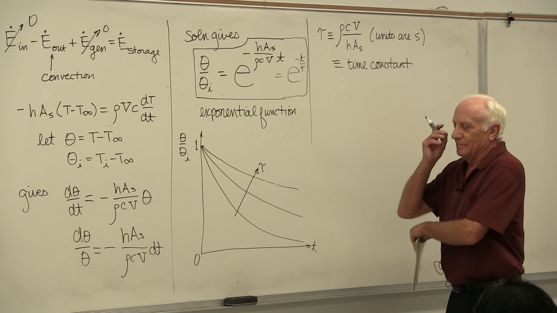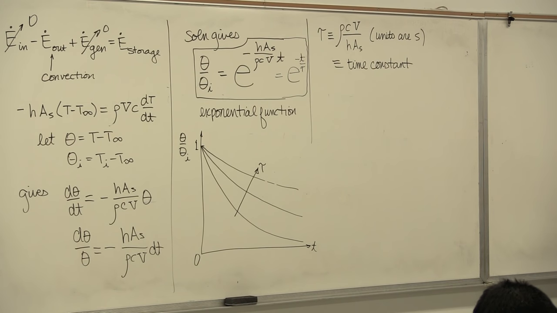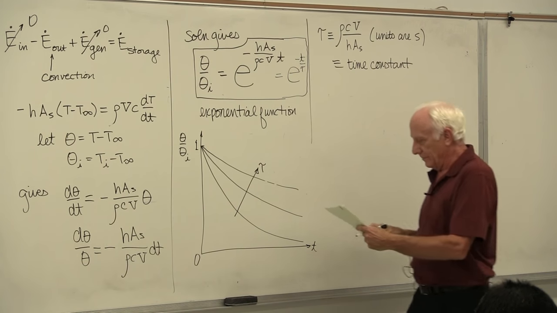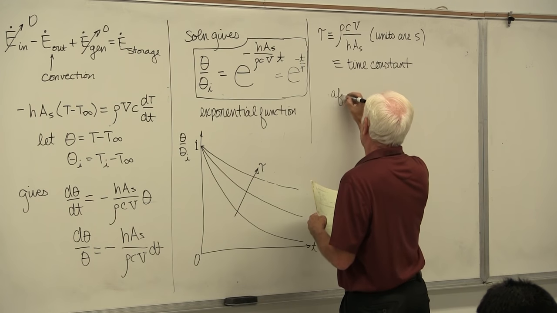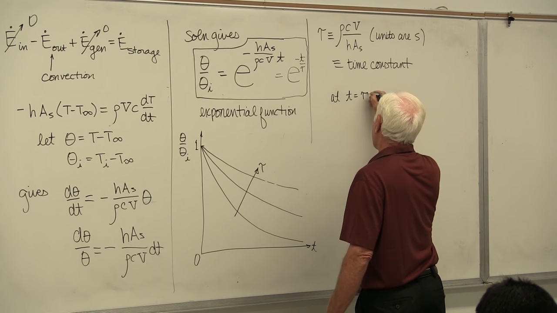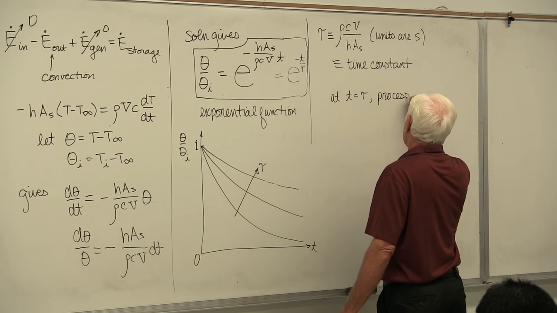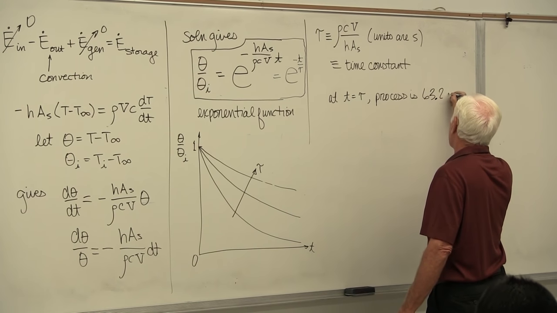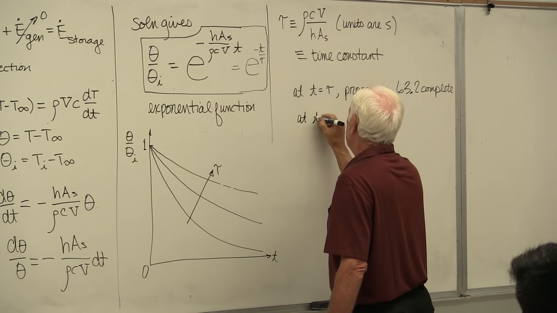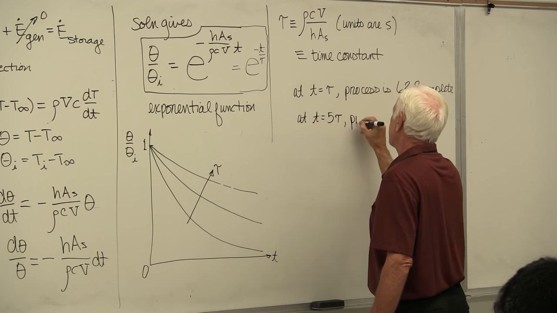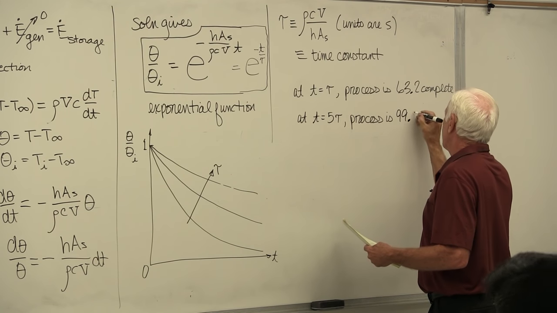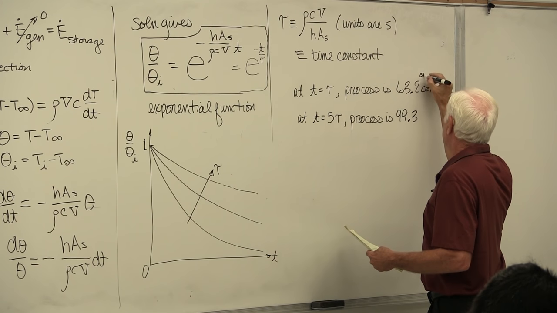It's pretty straightforward. Now, I know in some classes you've talked about time constants, but just so you know, the time constant can tell us several things. Number one, at a time t equal tau, the process is 63.2% complete. At time equal five time constants, the process is 99.3% complete. This is percent.